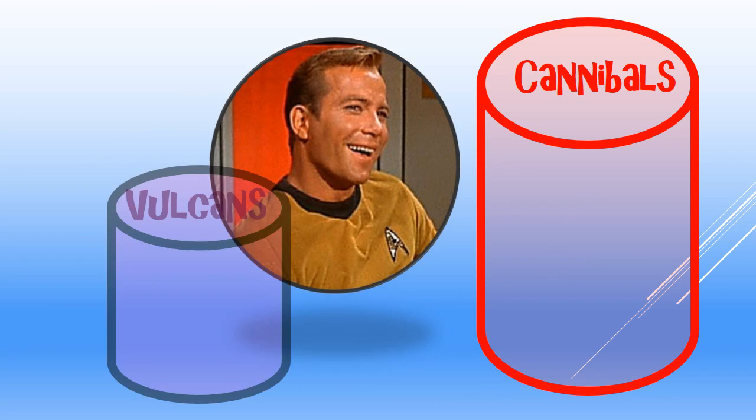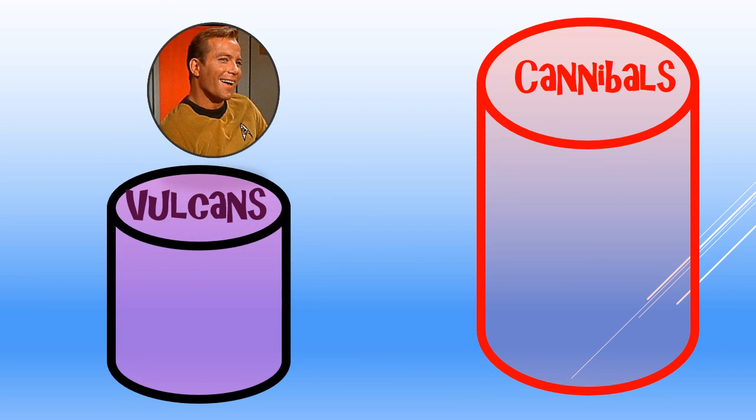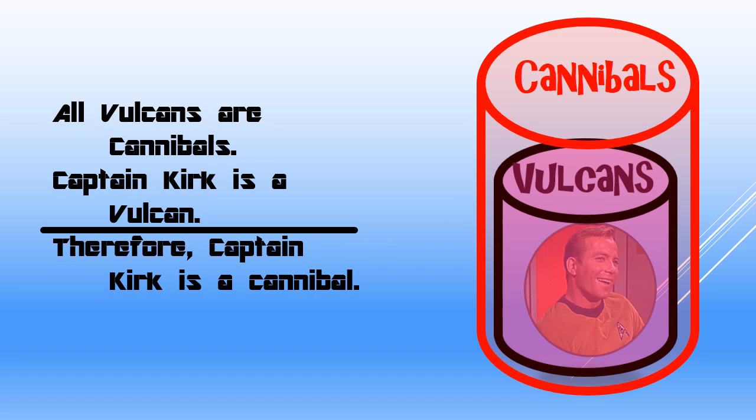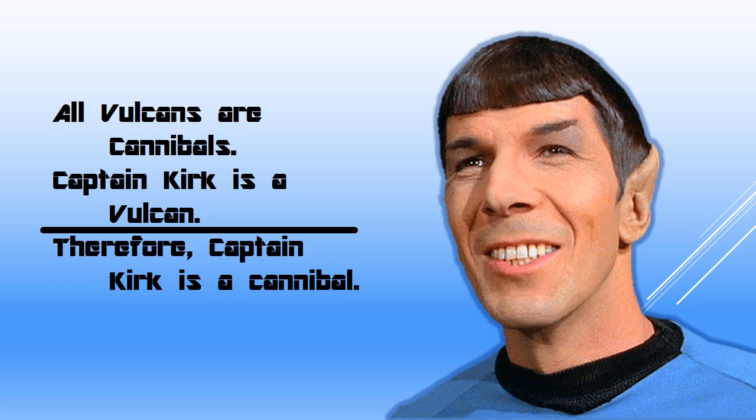So let's take a look. The first premise said that all Vulcans were cannibals, right? So I'll just scoot the Vulcan class inside the cannibals class. And as the second premise says, Captain Kirk is a Vulcan. Does it follow that Captain Kirk is a cannibal? Notice, by illustrating the premises, I was forced to illustrate the conclusion. So, in a sense, this argument is logical. I guess the sense in which it's logical is one that even Spock could appreciate. He'd at least have to admit that the premises already contain the conclusion.